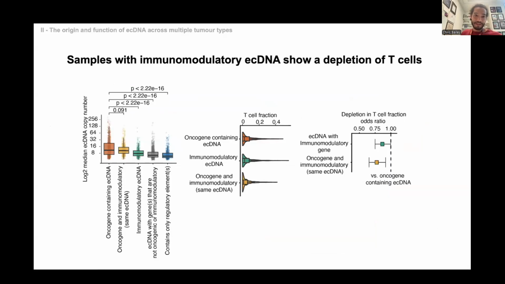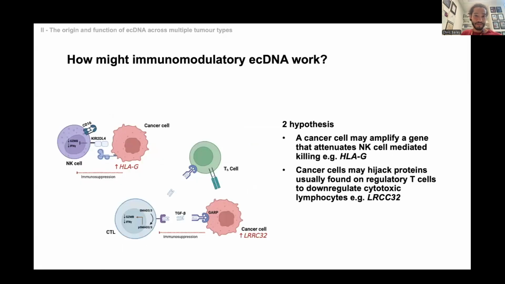We then asked, and had developed a tool within the lab that allowed us to estimate the T cell fraction of a tumor using whole genome sequencing. We then asked, is there a fundamental difference between those ecDNA with immunomodulatory genes versus those without? And we found that there was a depletion of T cell content within those samples that contained ecDNA with immunomodulatory genes.